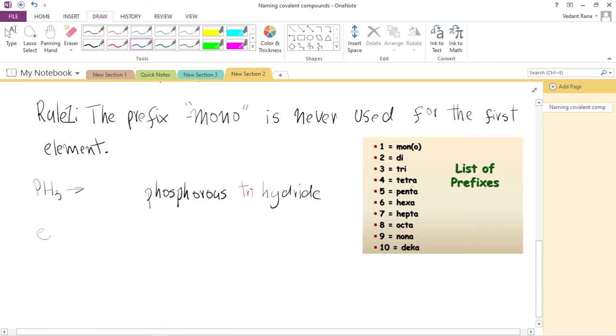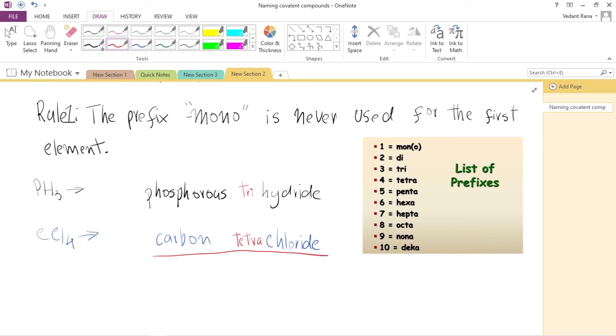So we never use mono for the first element. Another example of this is CCl4. So this is a covalent compound because chlorine and carbon are both non-metals. The first element is carbon, so we write that, carbon. Second element is chlorine. We have to write its IDE name, so this would be chloride. There are 4 atoms of chlorine, so the prefix we'll attach here would be tetra. There's only 1 atom of carbon, but because carbon is the first element in this compound, we do not use mono. We just leave it as carbon tetrachloride.